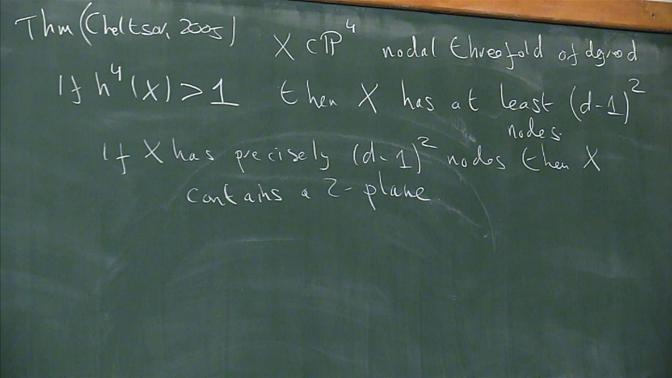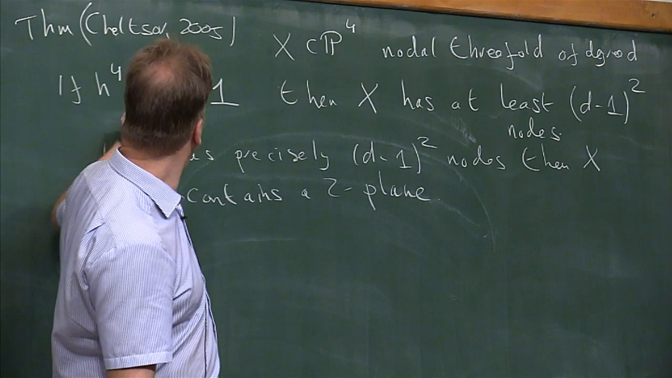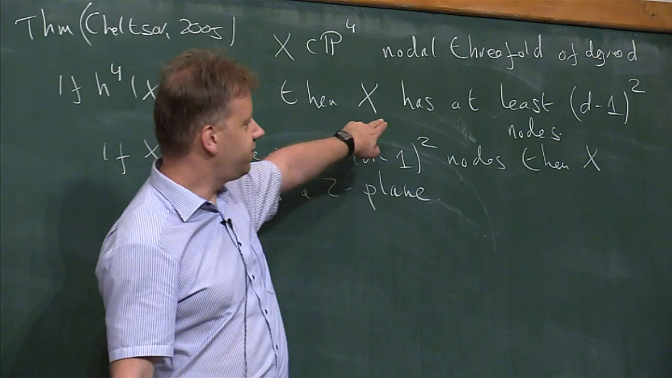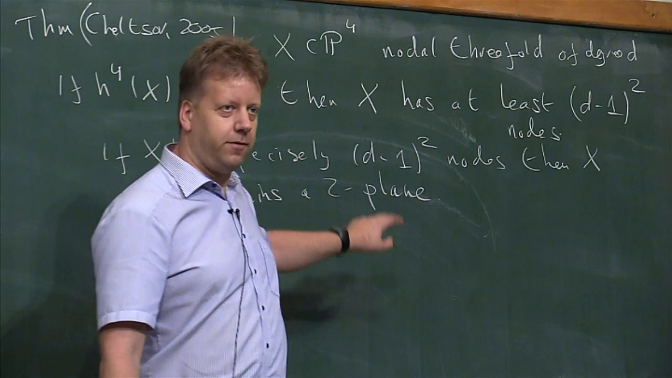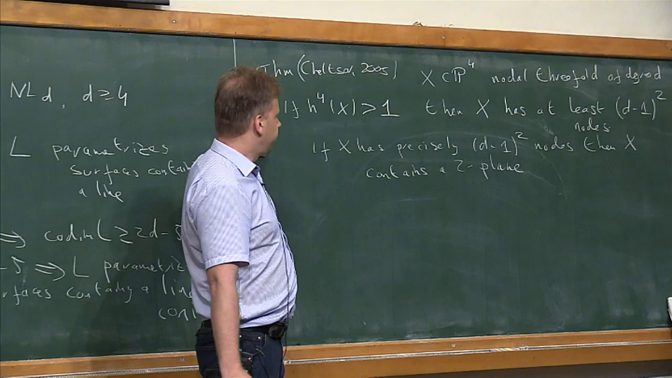Okay. So a priori, those two theorems do not have anything to do with each other. The context is completely different. So I have a nodal threefold. If the fourth Betti number is at least 1, then it has at least (D minus 1) squared nodes. And if you have precisely (D minus 1) squared nodes, I need a plane to have this equality. So for the moment, those two results don't have anything to do with each other. Also, the proof of Kloosterman here doesn't have anything to do with the proof here.